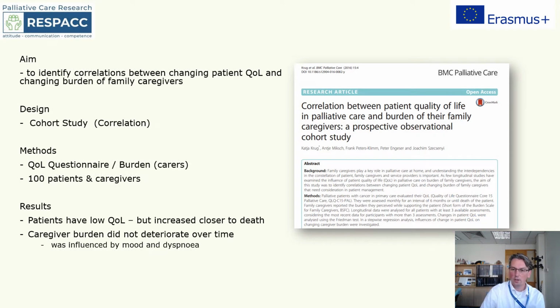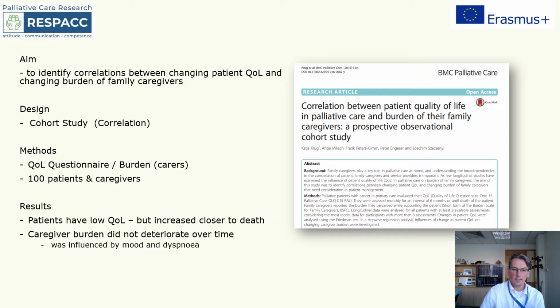This is an interesting correlational study from a German group, and it looks to identify the relationship between quality of life and the burden on family caregivers. Again, it uses the cohort design and uses correlation and regression. And for the methods, they recruited 100 patients and caregivers, and they looked at the burden through questionnaire application for caregivers.